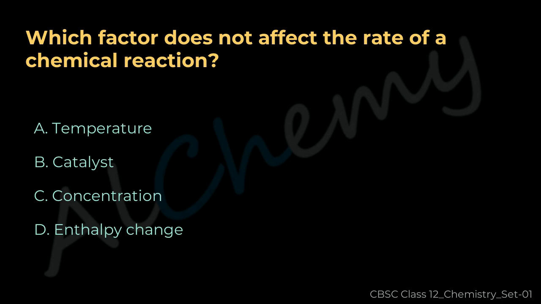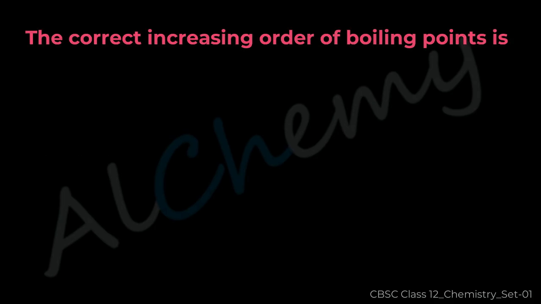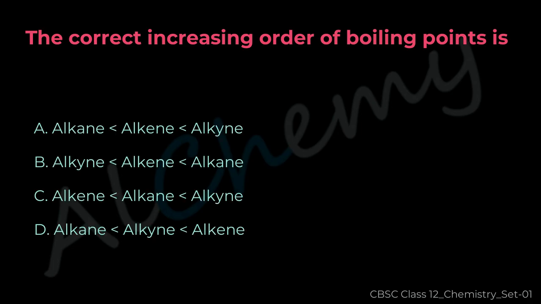Question 46. Which factor does not affect the rate of a chemical reaction? A. Temperature, B. Catalyst, C. Concentration, D. Enthalpy change. The correct answer is D. Enthalpy change. Question 47. The correct increasing order of boiling points is A. Alkane, alkene, alkyne, B. Alkyne, alkene, alkane, C. Alkene, alkane, alkyne, D. Alkane, alkyne, alkene.